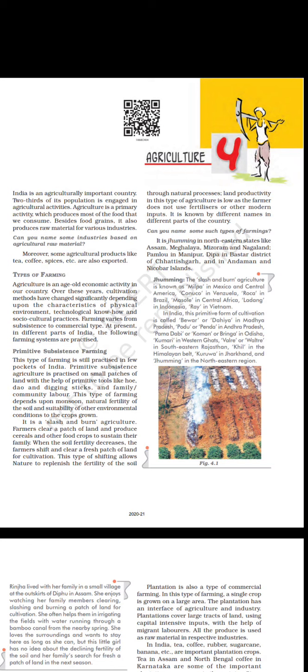In India, this primitive form of cultivation is called bewar or dahiya in Madhya Pradesh, podu or penda in Andhra Pradesh, pama dabi or koman or bringa in Odisha, kumari in Western Ghats, valre or watre in southeastern Rajasthan, khil in the Himalayan belt, kuruwa in Jharkhand and jhumming in the northeastern region.